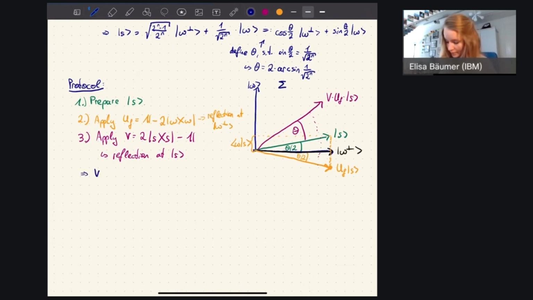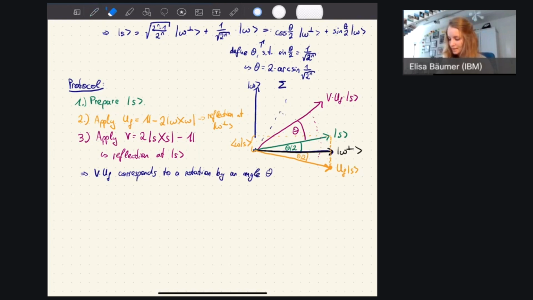So if we apply V times UF, we first go, well, we can see in the beginning we go by theta over 2 angle back in the opposite direction, and then we go basically by 2 theta in the other direction. So what it corresponds to in the end, applying both unitaries, always corresponds to a rotation by an angle theta. So if we apply it again, we would move by another angle theta up here, if we apply both unitaries, and so on. Until we then, at some point, get close to W.